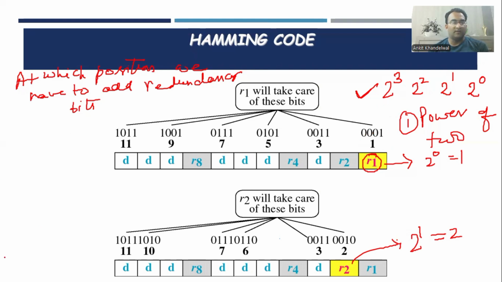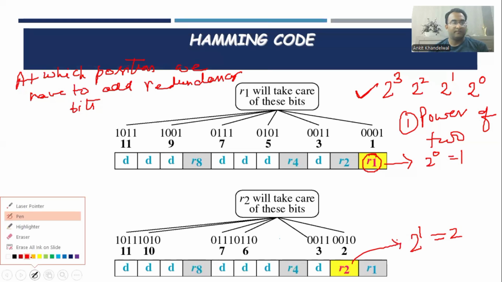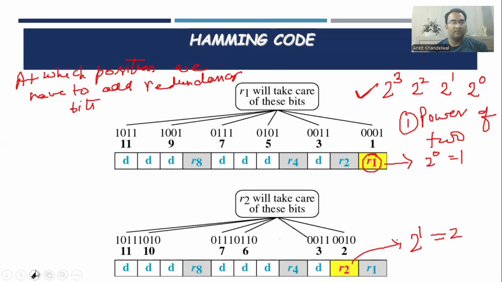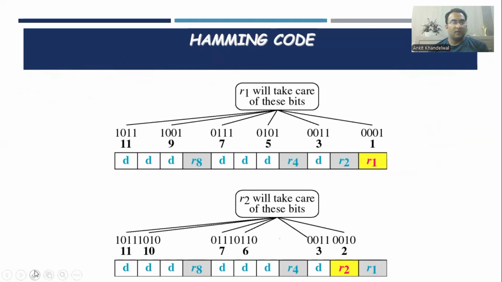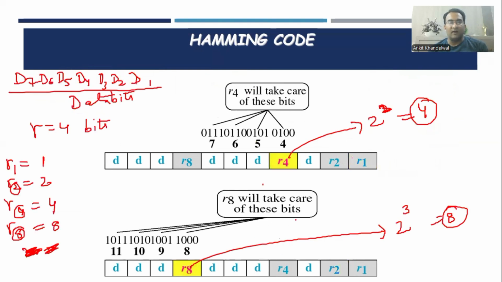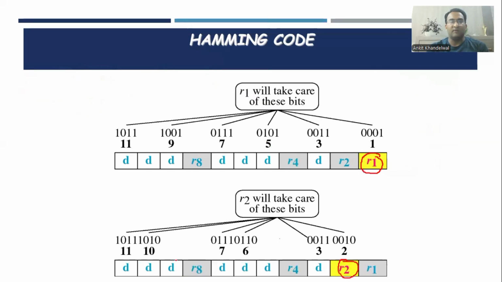Now, let me erase this first of all. Okay, now we are discussing that we know the position of R1, but what will be the value of R1, what will be the value of R2, what will be the value of R4, and what will be the value of R8. We are going to have a discussion.